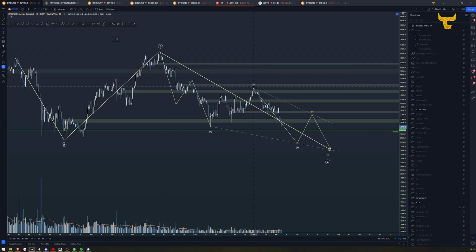And for both of the counts, we have confluence. This count will have confluence with the WXY scenario and the 5th, because it can be subdivided in an ABC or in a 5-wave move. So potentially we have a really interesting low coming when we finish the move here, knowing that it could be the low in several scenarios, or it could be just a dead cat bounce, if I can say, before going for another lower low.